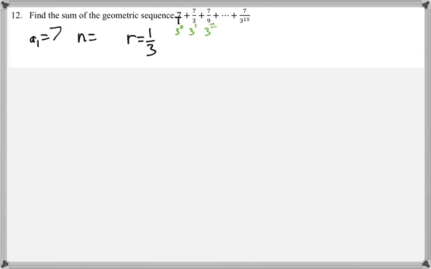So how many terms are there total here? It's very easy to say there's 15 terms because we have 3 to the 15 as our last term. However, this is 15 terms, and then there's the extra term here that has 0 as the exponent. So we actually have 16 terms total here. So 16, and that is tricky.